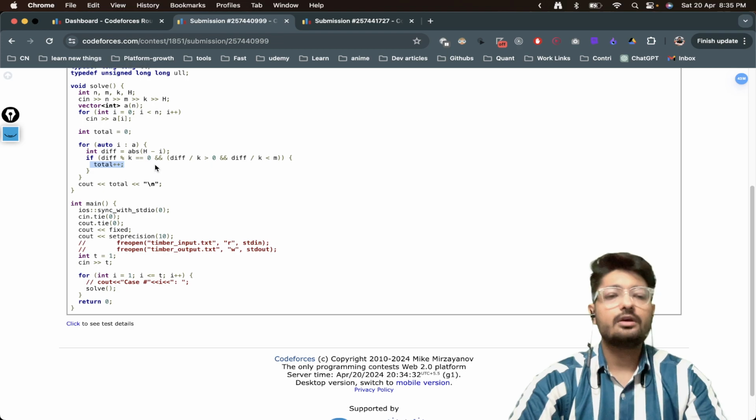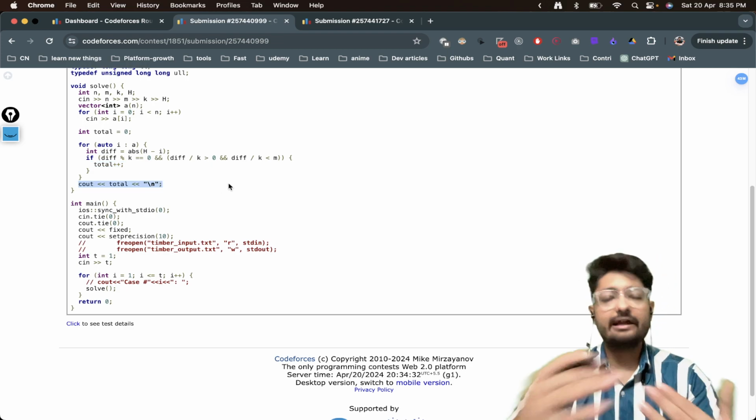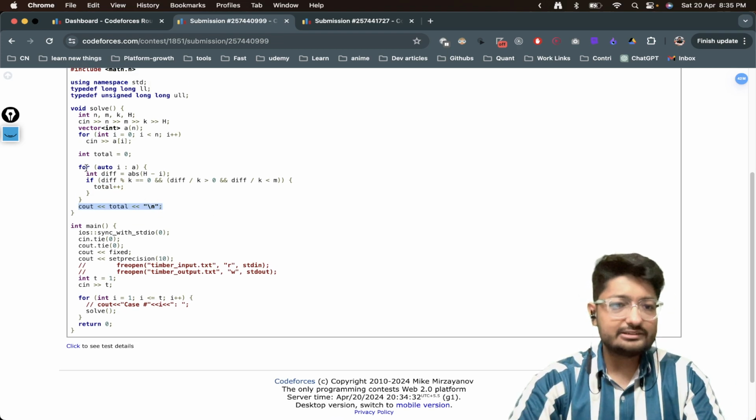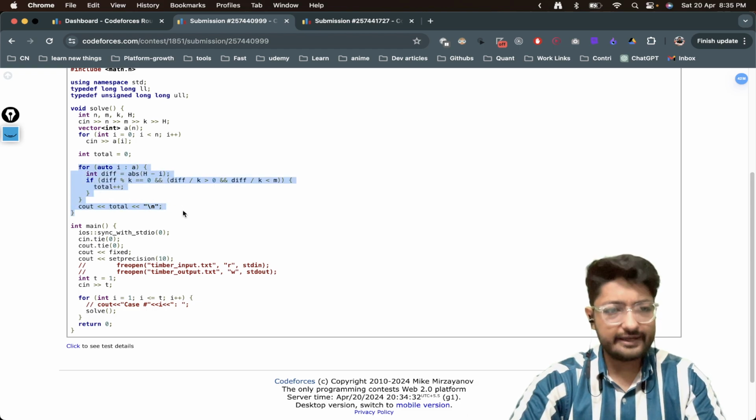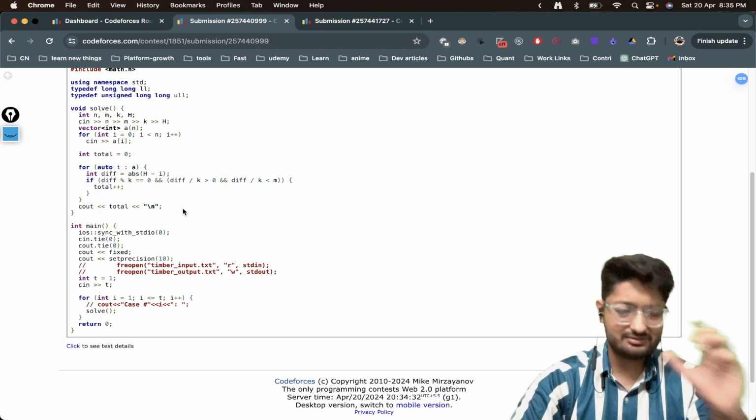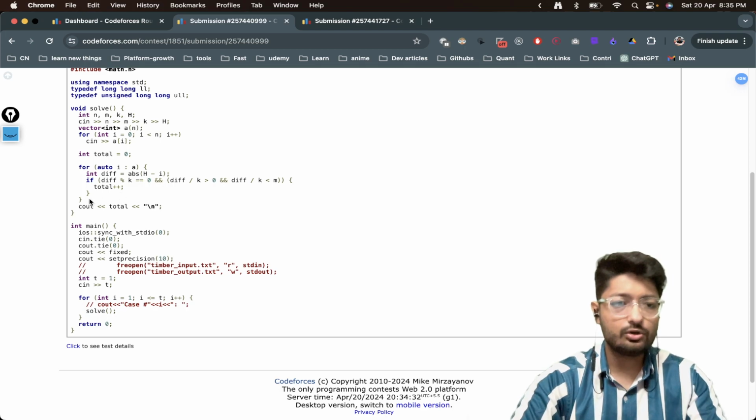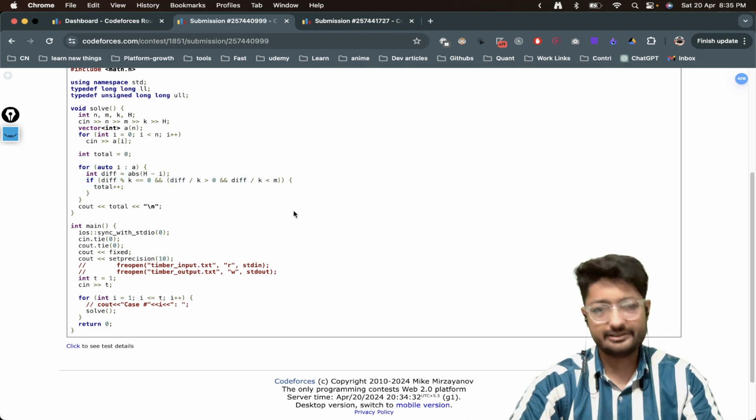So we will increment a total, and in the end we just print out how many people Vlad can have a conversation with. Okay, so that's the complete logic. It's just an O of n solution, nothing much different or complicated. The total number of people is also very small, so nothing much complicated.